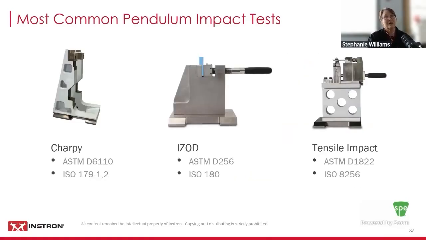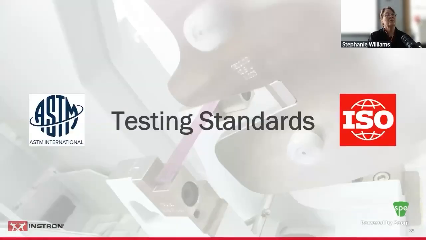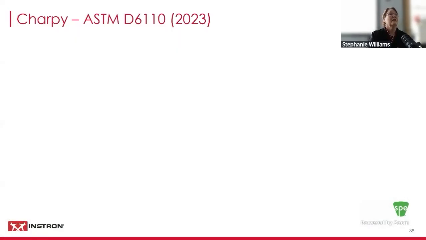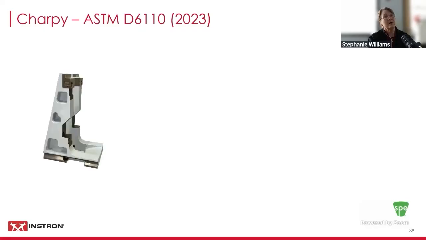So next I want to look at what are the most common types of impact tests done with a pendulum. And we see them here. These are Charpy, Izod, and tensile impact. These are the most commonly run tests on a pendulum itself. So if we look to the testing standards, start with your Charpy. The ASTM D6110 was revised in 2023. Some things to keep in mind is the sample itself is placed horizontal to the impact plane with the notch facing away from the point of impact, and we center on the notch.